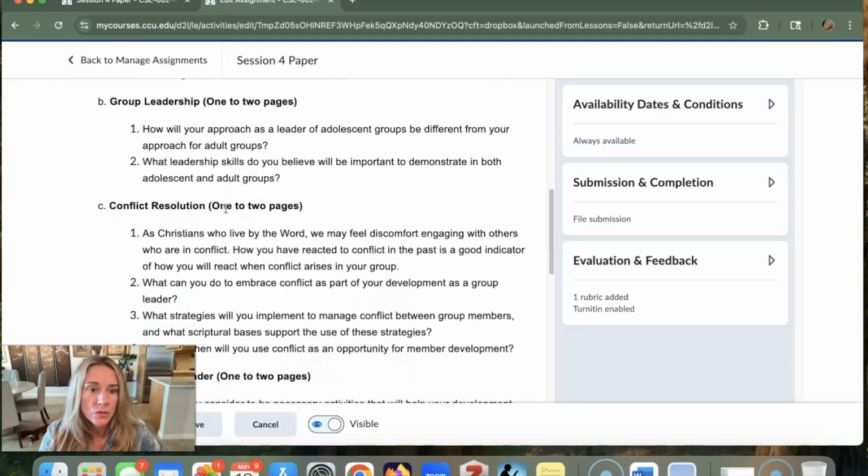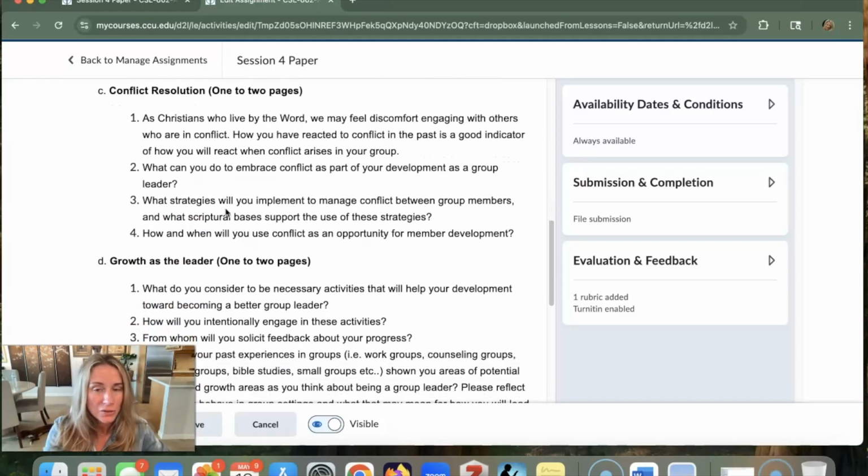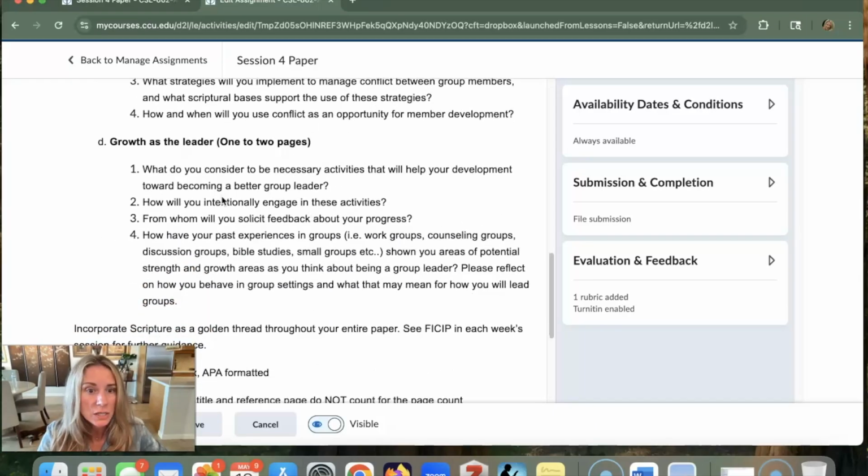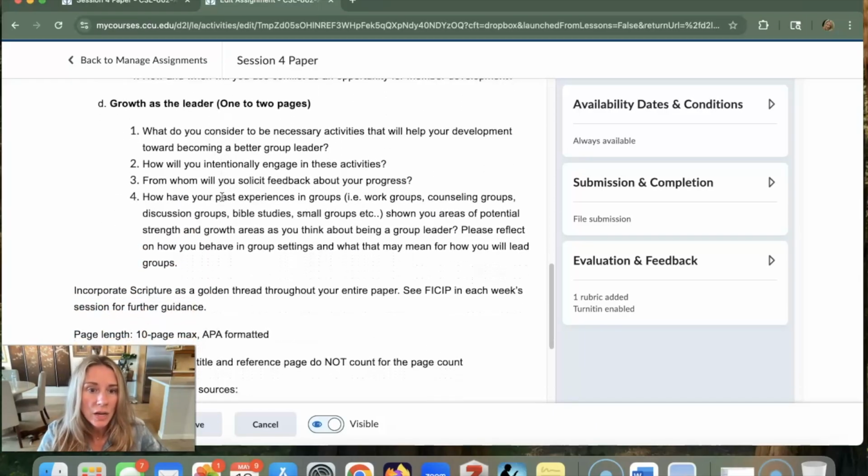Okay. So then 1 to 2 pages on conflict resolution, which should be its own first level heading, conflict resolution, centered, bolded, title case, and then 1 to 2 pages on that, answering all 4 of these questions. And then growth as the leader, 1 to 2 pages, that should be the first level heading. You don't have to get creative. You can go ahead and just pull straight from that, right? And make that your first level heading, answering those 4 questions in 1 to 2 pages.